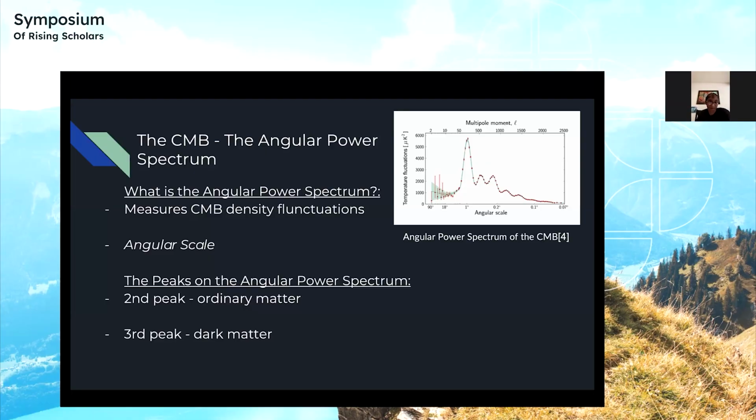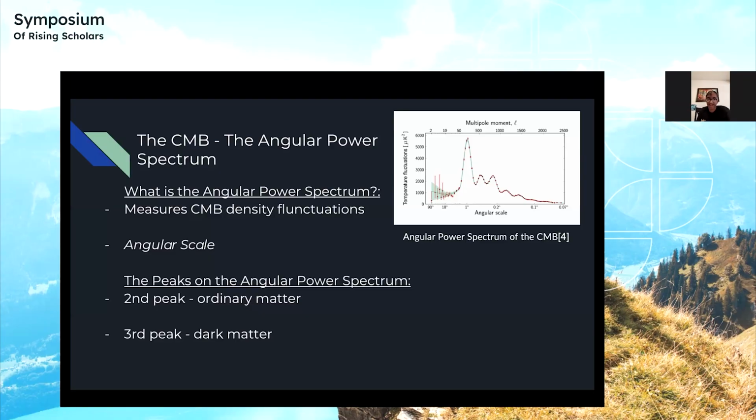What do the peaks represent? The first peak, I think, represents the largest density fluctuations in the early universe. And I think it's based on acoustic oscillations or sound waves in, I think, quark gluon plasma. I'm not really sure what it is, but the second and third peaks are more important.